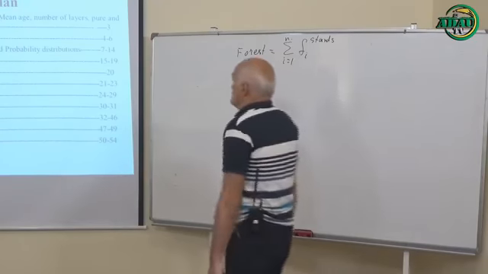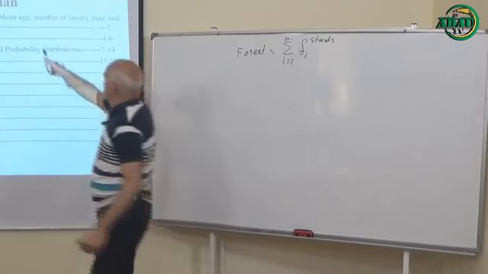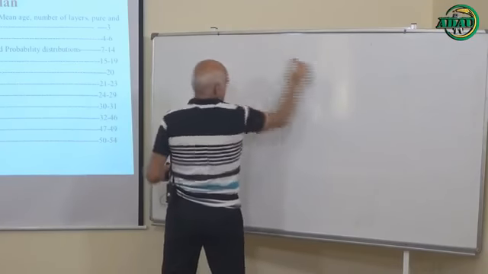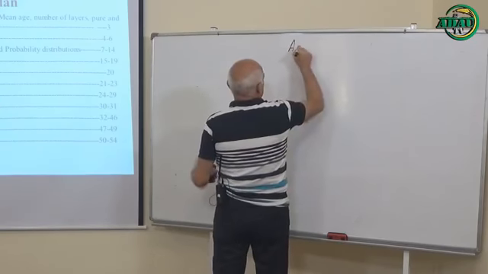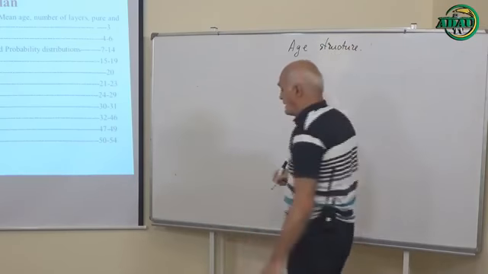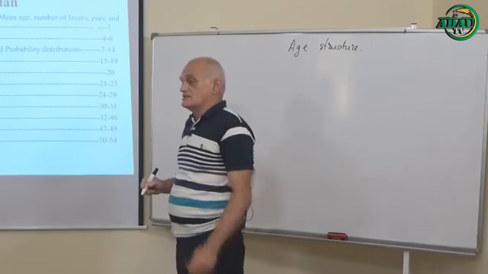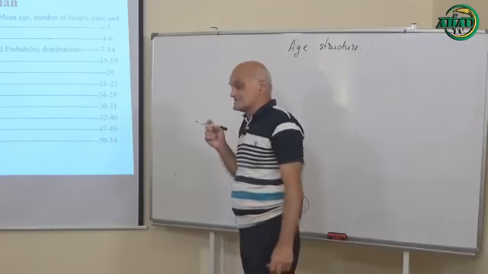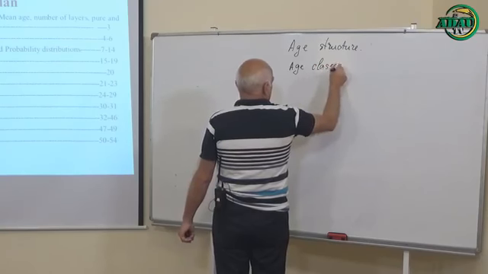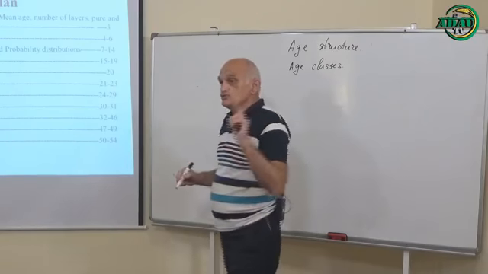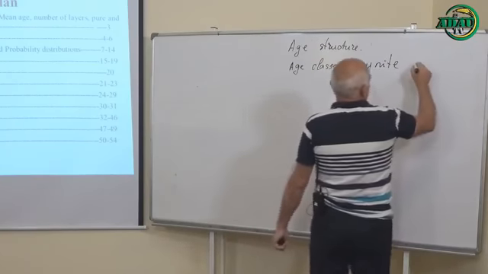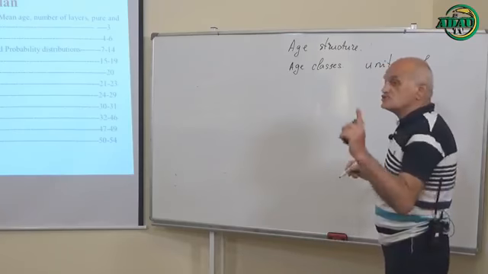Now let's talk about age structure of forest stands. The age structure of forest stands can be represented by age classes. The age class is a unit of age in years.